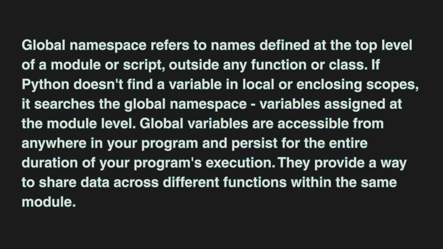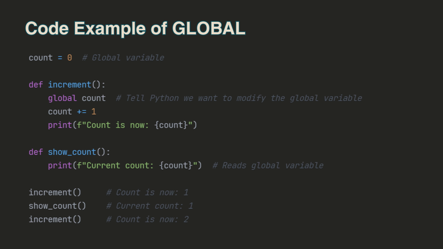Third, global. If Python still hasn't found the variable, it looks at the global scope, variables defined at the top level of your file, outside any function or class.